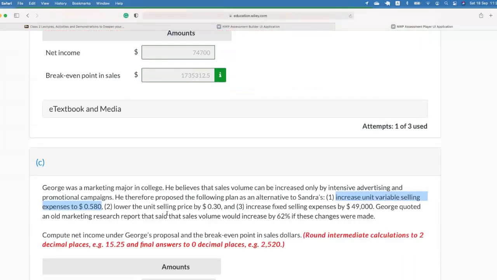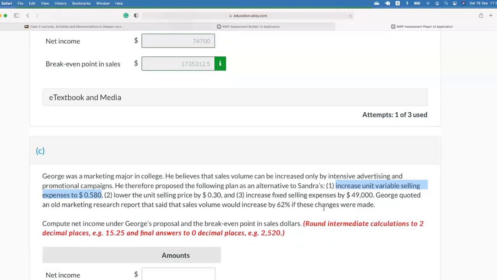Previously we had 0.57, now he increases it further to 0.58, the unit variable selling expense. Lower the unit selling price by 0.30. Increase fixed selling expense by 49,000. George quoted an old marketing research report that said that sales volume would increase by 62% if these changes were made.